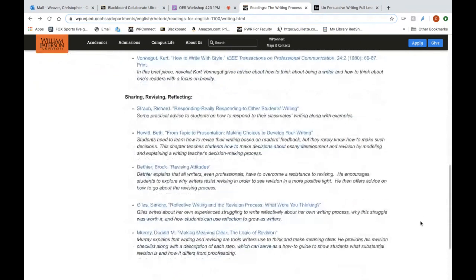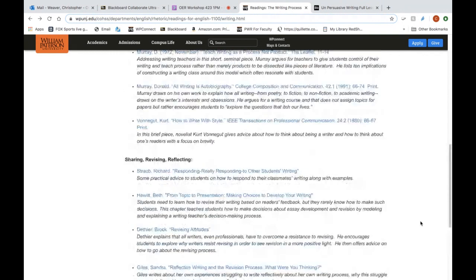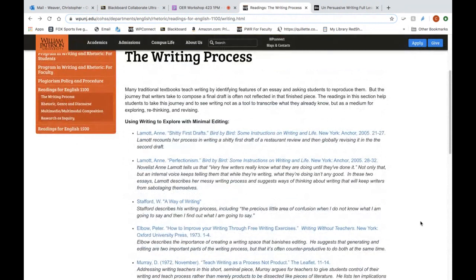And then the second section of readings is about, well, what do you do once you've got a bunch of writing? How do you share it? How do you start a conversation with it? How do you revise it? And also on reflecting as you go along, thinking through what's happening, what am I learning, what's going on here. So that's an overview to this part of the readings on the writing process.